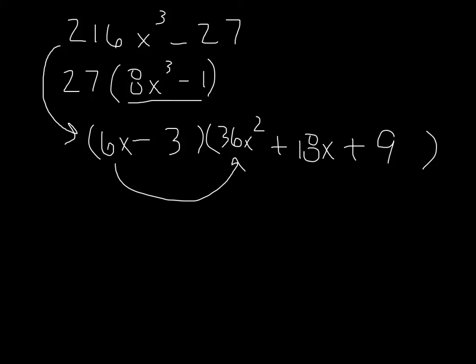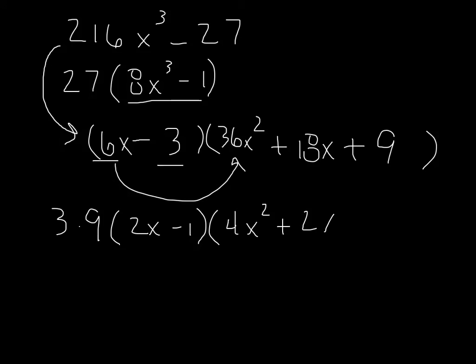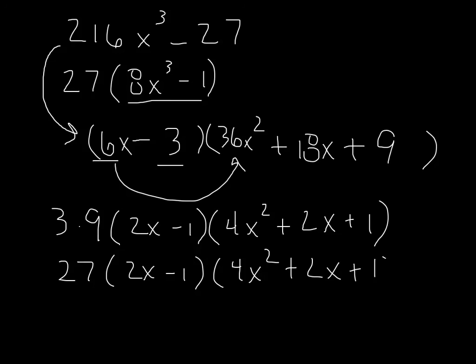However, I have to look for a GCF. In the first one here, I can take out a 3. And when I do that, I'm left with 2x minus 1. In the second one, it looks like I can also take out a 9. When I take out a 9, I'm going to write it out front. I'm left with 4x squared plus 2x plus 1. And my final answer then would be 27, 2x minus 1, 4x squared plus 2x plus 1.